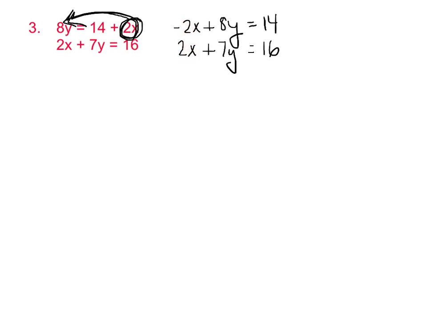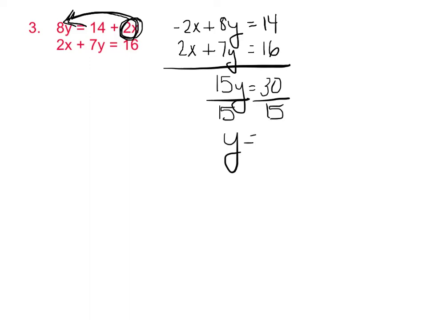And now look at it. X, y, and your numbers all line up. Combine them. X's cancel. 8y plus 7y is 15y. 14 plus 16 is 30. I now divide both sides by 15. You get y equals 2.